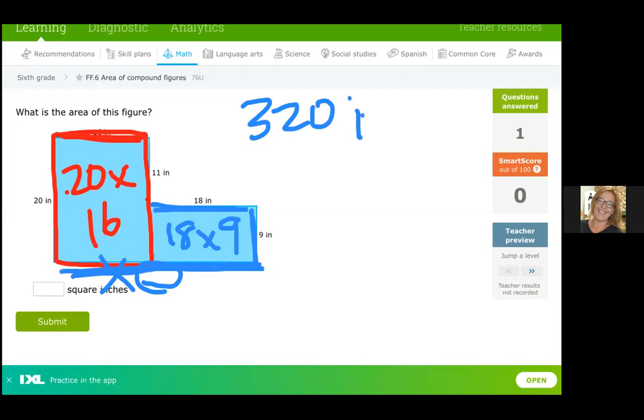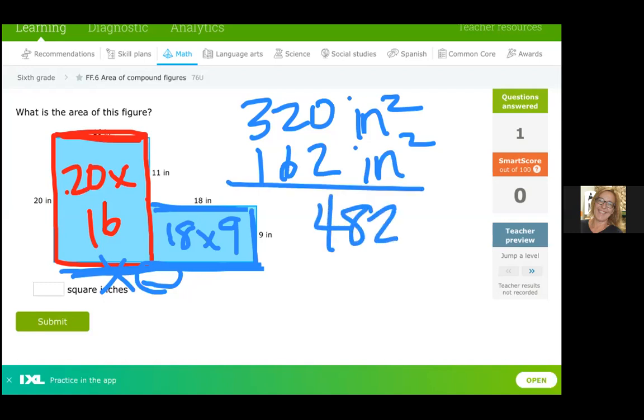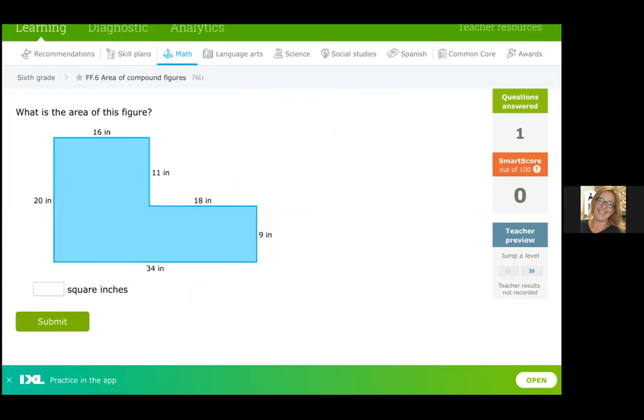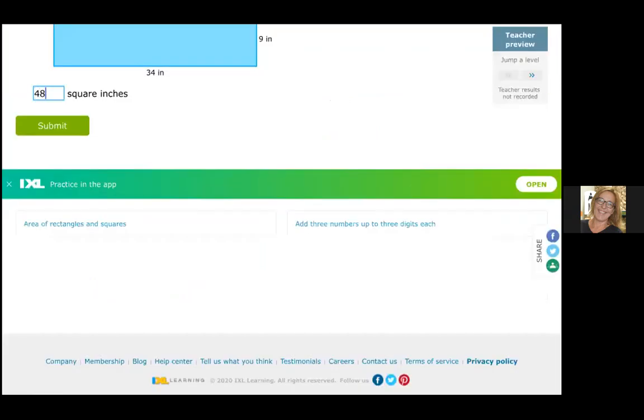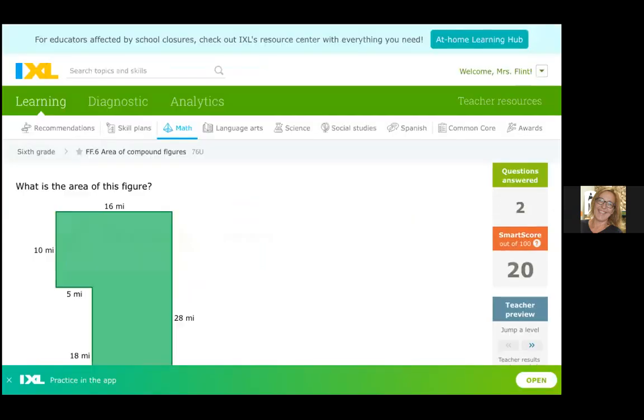So again, if you could do this calculation with me, 20 by 16 would give us 320, and they're square inches. 18 by 9 would give us 162 square inches. And when we combine those, we get 482 square inches. I hope we did our math right there. We will find out. 482 square inches. Yay. Okay, let's do one more together.